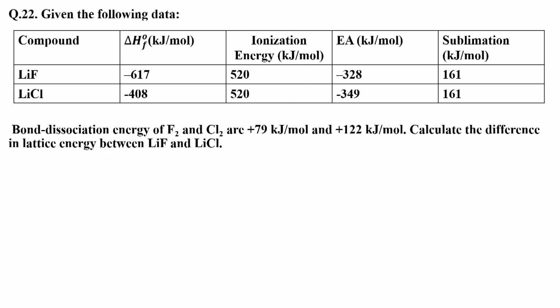Next we move to problem number 22. It says given the following data, so compound is LiF, delta H naught F is given in kilojoule per mole, minus 617, ionization energy value is also given 520, value of EA is also given minus 328 kilojoule per mole, and heat of sublimation is also given 161 kilojoule per mole.